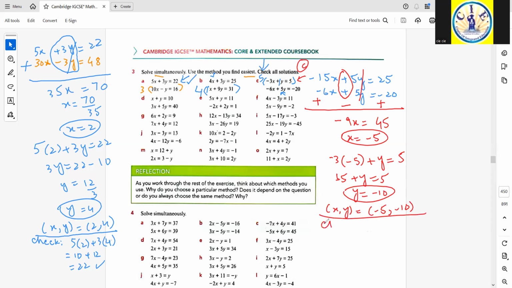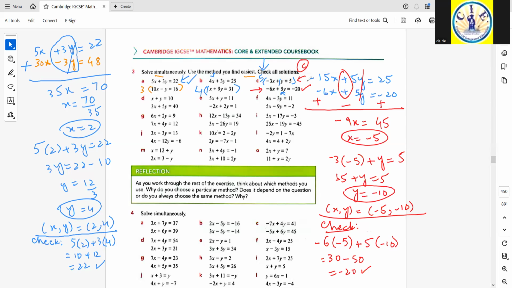And now for checking purposes, let me solve it in equation number 2. Though it would be easy to check it for equation number 1, let me solve it for equation number 2. The value of x is negative 5 times 5, and the value of y is negative 10. We get positive 30 and then negative 50. That will be equal to negative 20, which is equal to the right hand side of the given equation. So this is how we need to solve them.